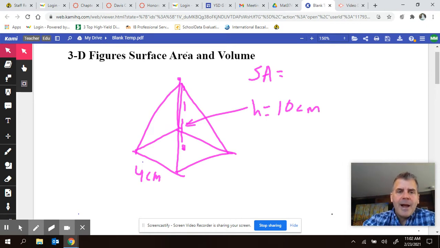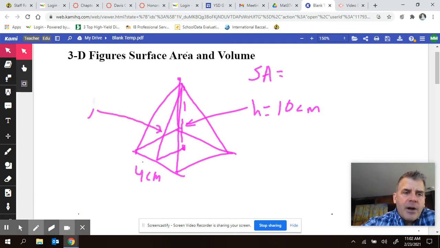If they don't come right out and tell you what the slant height is, you're going to have to draw this right triangle in your figure to indicate to yourself, hey, I need to find that value of L. A lot of times they give it to you, but I'm giving you this harder version so that when you come up to that, you have something to refer back to. It's a little more difficult to find.